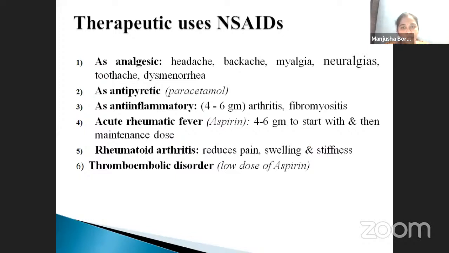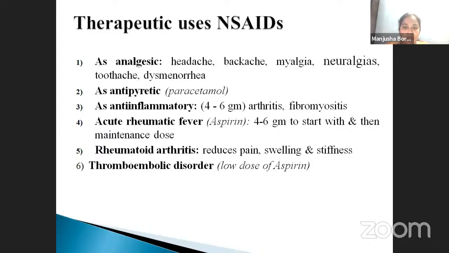Therapeutic uses of non-steroidal anti-inflammatory drugs: they are considered potent analgesics for various conditions like headache, backache, myalgia, neuralgia, toothache, dysmenorrhea. They also reduce fever of various origins. They are used for anti-inflammatory purposes like arthritis and fibromyalgia. Aspirin is considered the first drug of choice for acute rheumatic fever and acute rheumatoid arthritis.